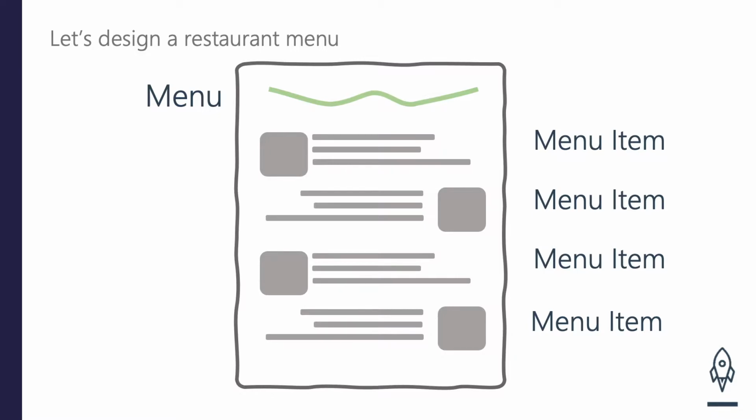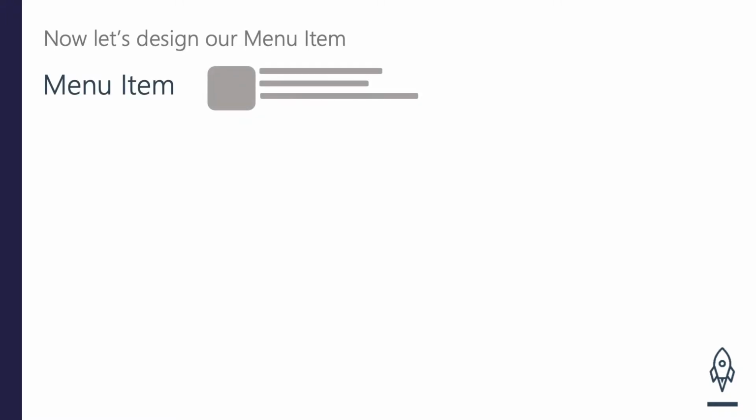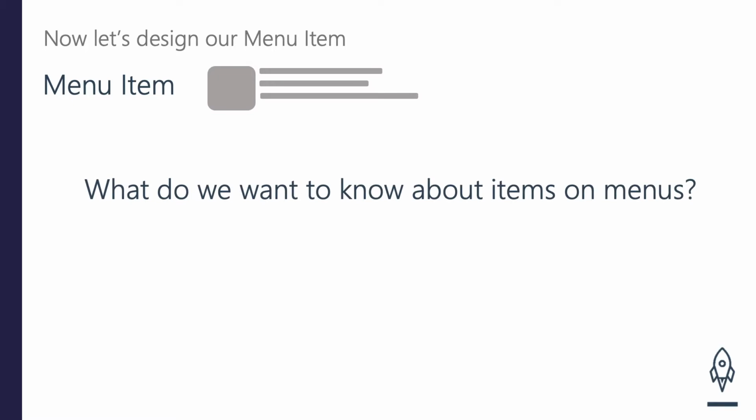Now, when picking what we want to design first, I'm going to start with the smaller piece, the menu item, that the menu contains, because a menu contains multiple menu items. So let's begin designing that. We have to ask the question, what do we know about items on menus? Again, we're not talking about coding here, we're really just talking about a real world example. When we look at a restaurant menu's items, what do we see?